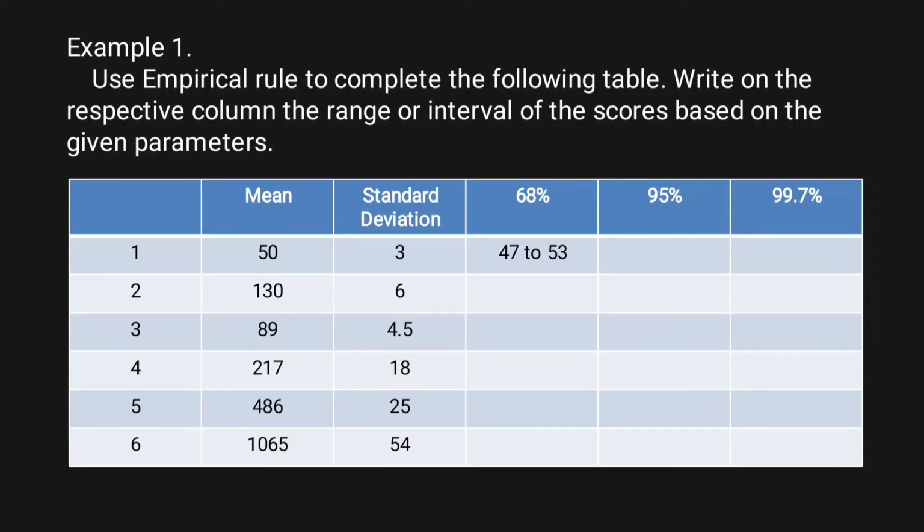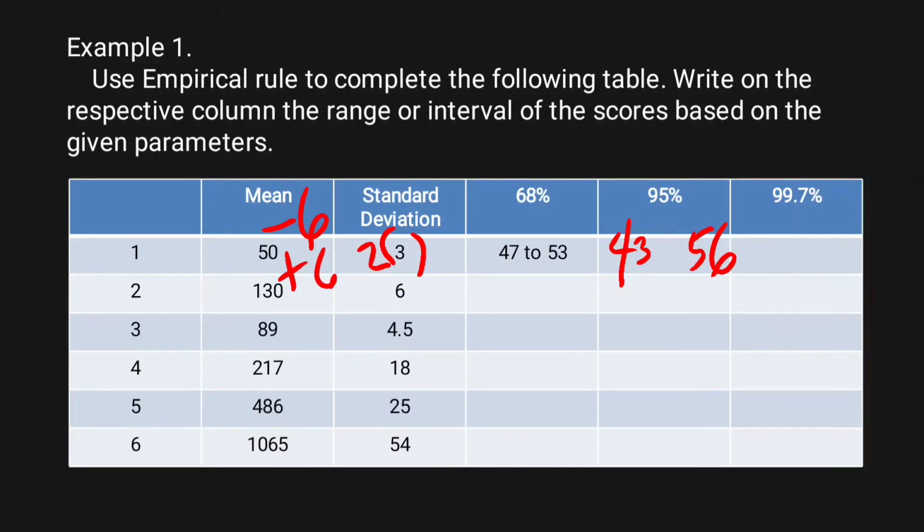So next, we have 95%. That is 2 standard deviation. So pwede nating i-multiply yung standard deviation na 3 by 2. Then tsaka natin i-subtract sa 50. So 2 times 3, that is 6. So pwede nating i-subtract sa 50 yung 6 and then add ng 6 sa 50. So 50 minus 6 is 43. And then 50 plus 6, that is 56. So ang range ng 95% is 43 to 56.